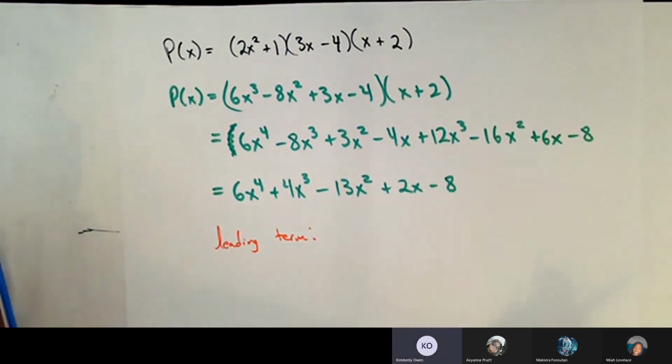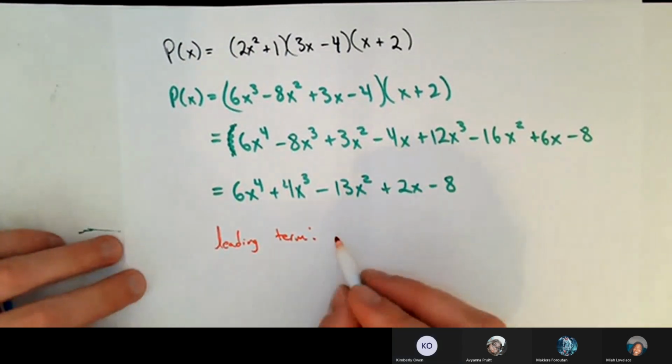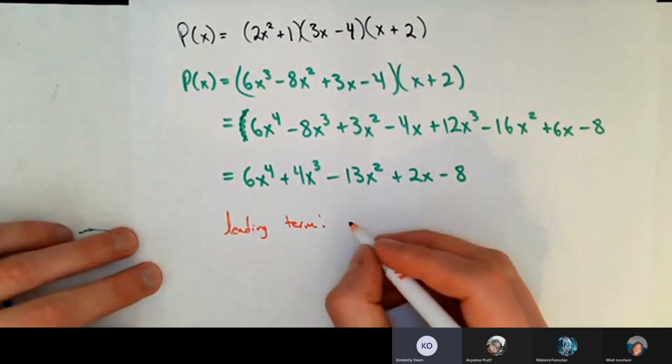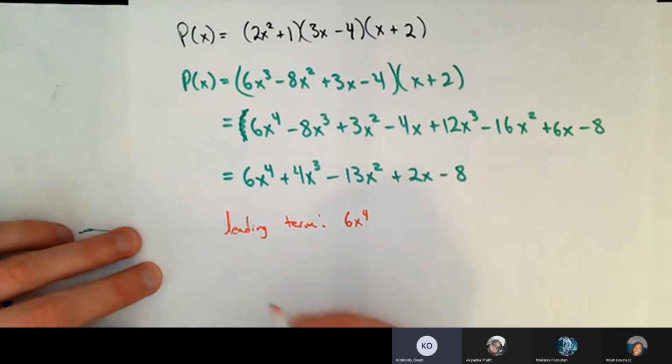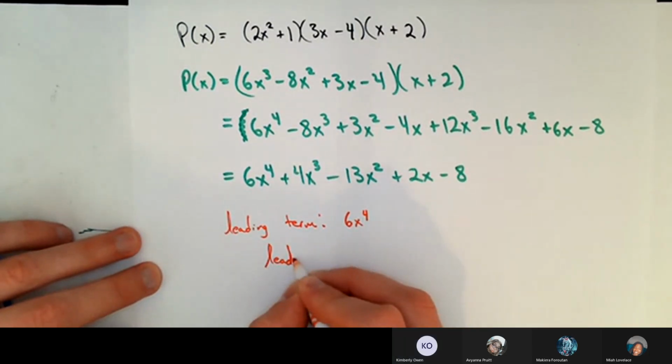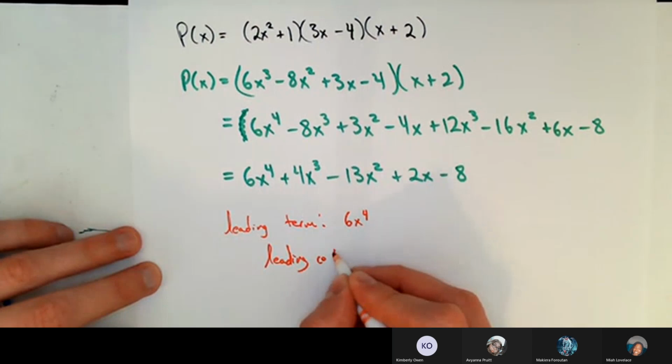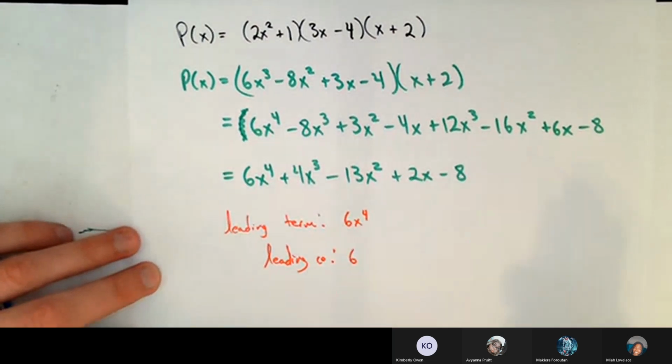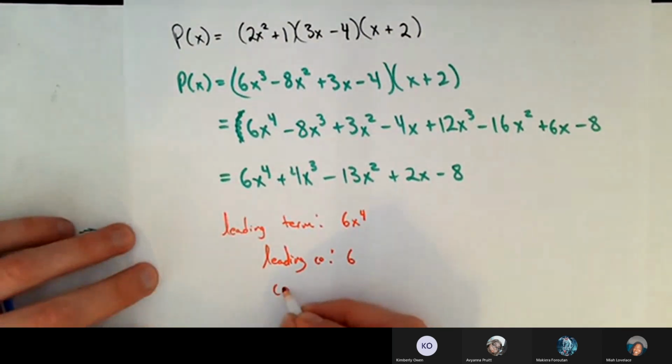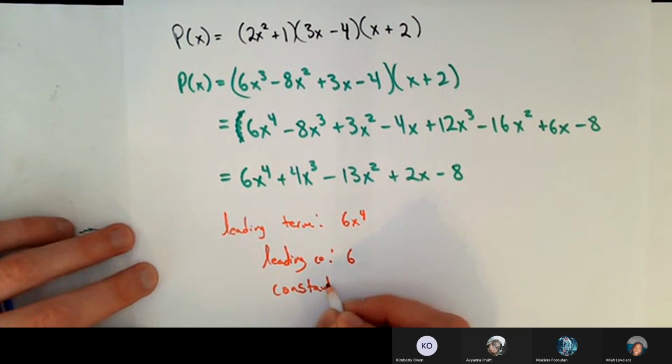I got 6. But the whole leading term. 6 is the leading coefficient. What is the leading term? 6x to the 4th. Right, 6x to the 4th. Good. That's what I got as well. And the leading coefficient, so I'll just say leading co for leading coefficient, is 6. And then the constant, did you get -8 as well?